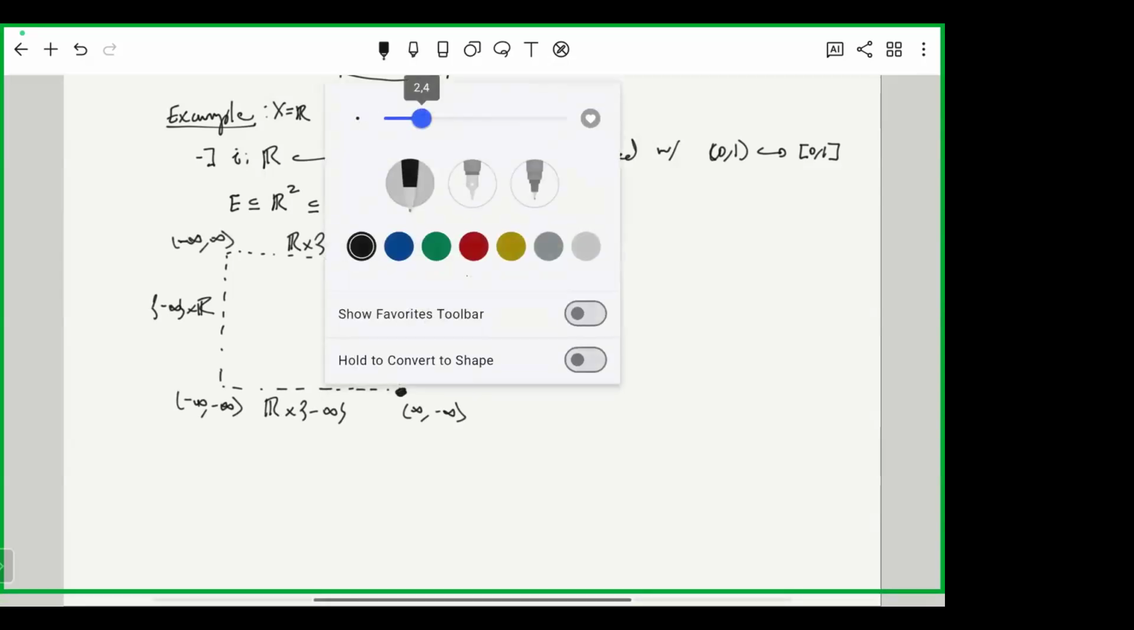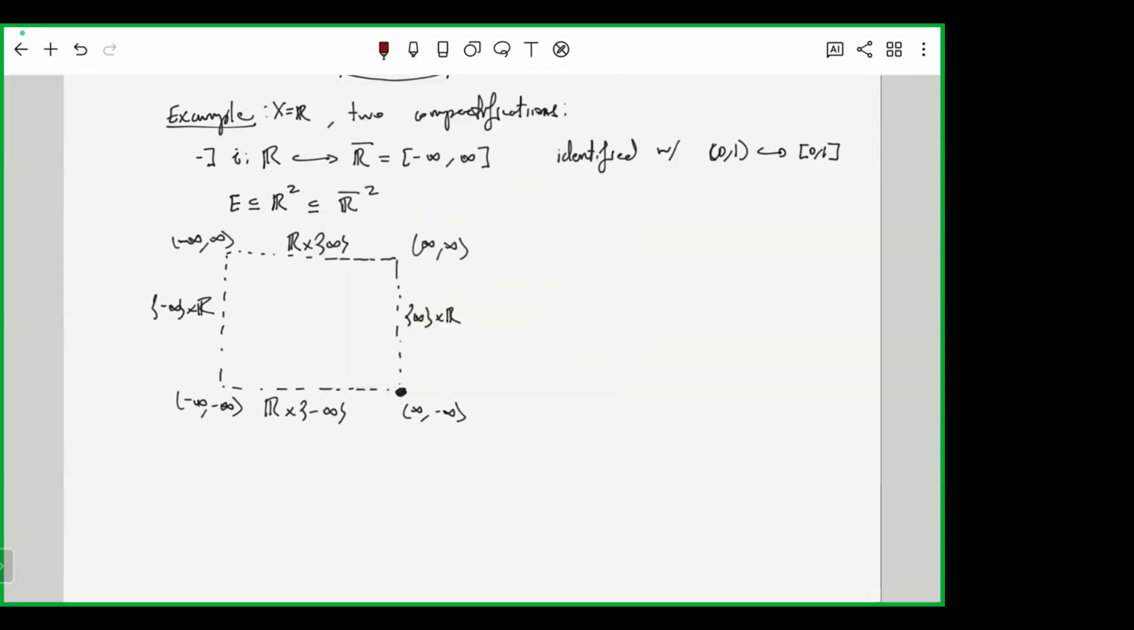So now, which are the points of the diagonal of the corona? So it is this one and this one. These are the points of the diagonal. The diagonal of the corona is just these two points.